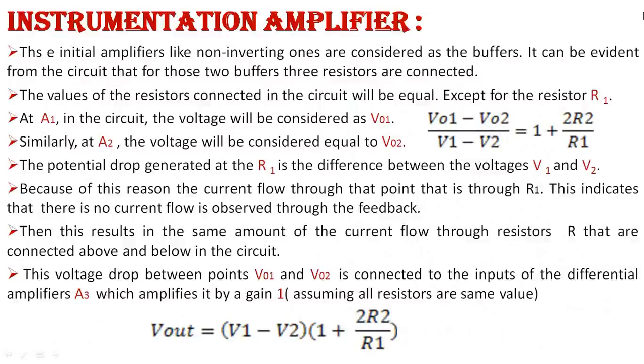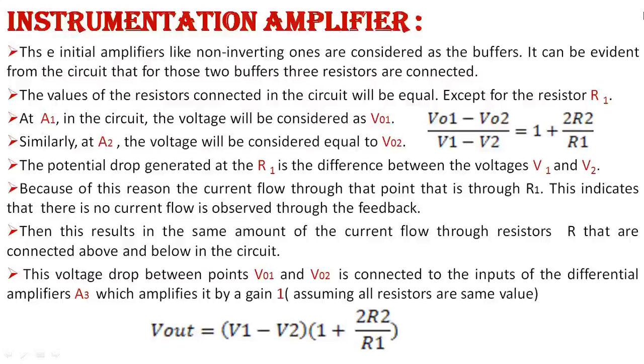In the instrumentation amplifier, the initial non-inverting amplifiers are considered as buffers. This is evident from the circuit. For those two buffers, three resistors are connected. The values of the resistors in the circuit are equal, except for one, which is the potentiometer or variable resistor. At A1 in the circuit, the output voltage is considered as V01, and at A2 the output voltage is V02. So you will get V01 minus V02 upon V1 minus V2 is equal to 1 plus 2R2 upon R1. That is the gain equation.